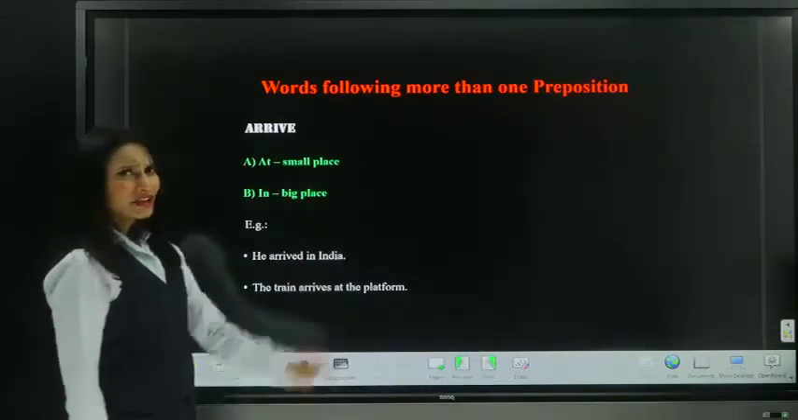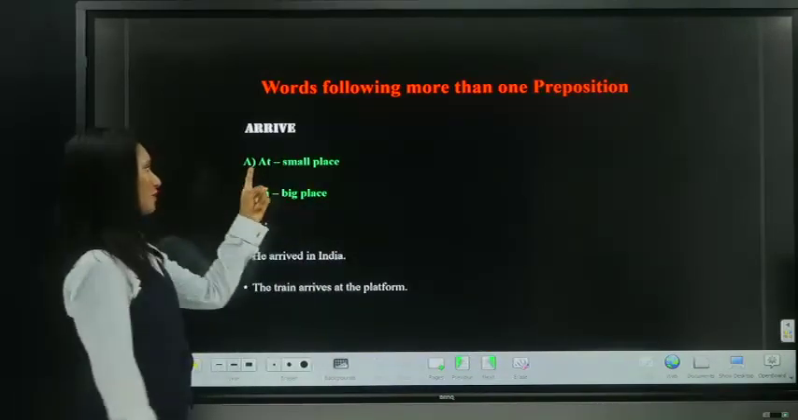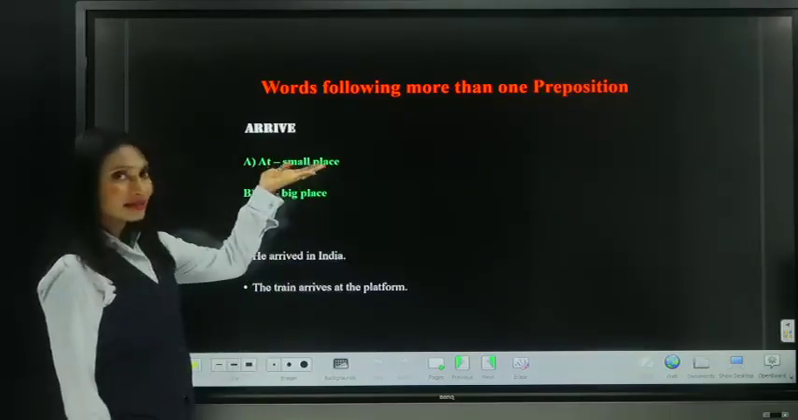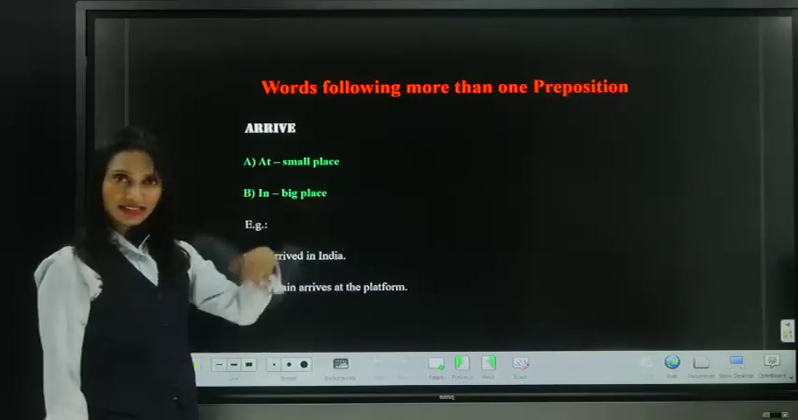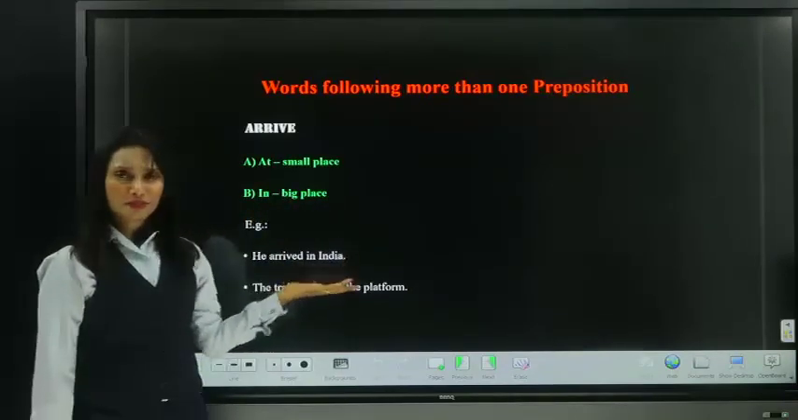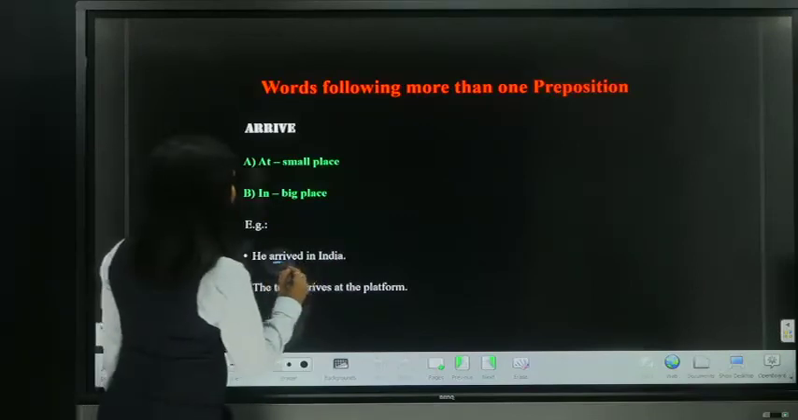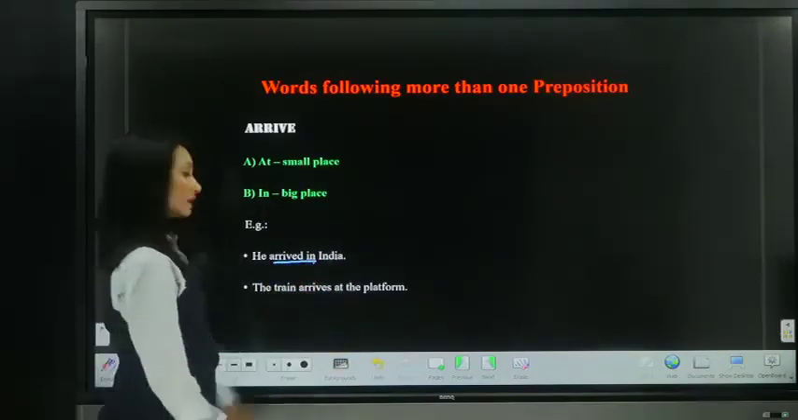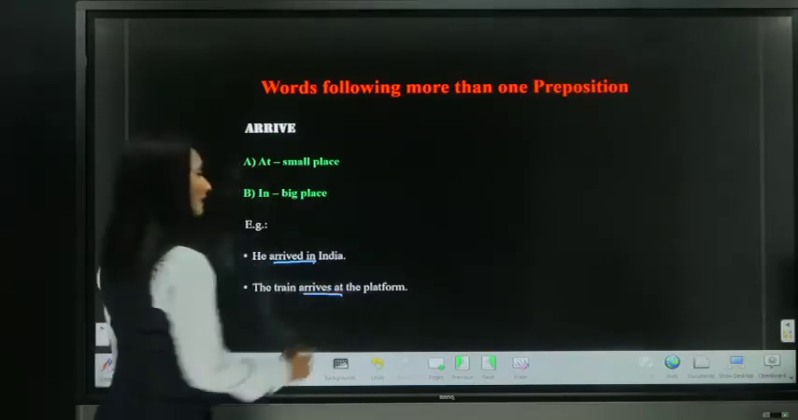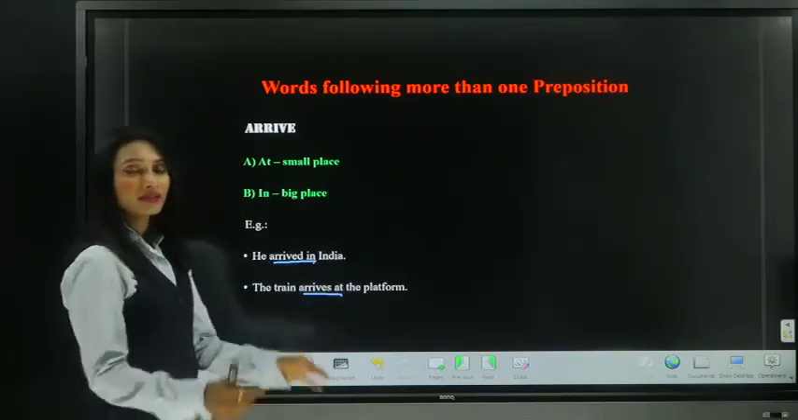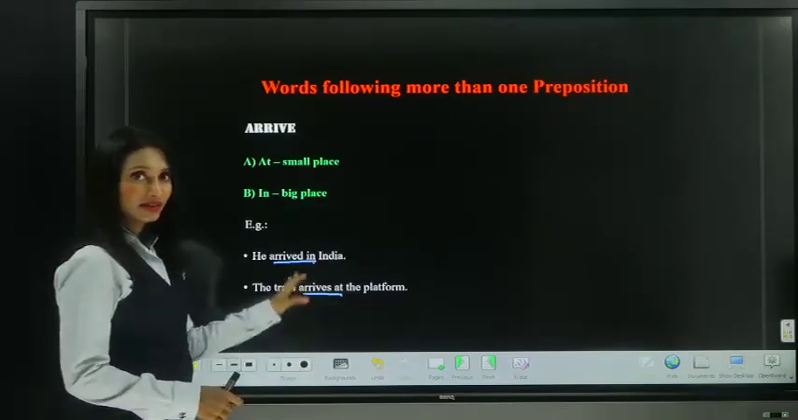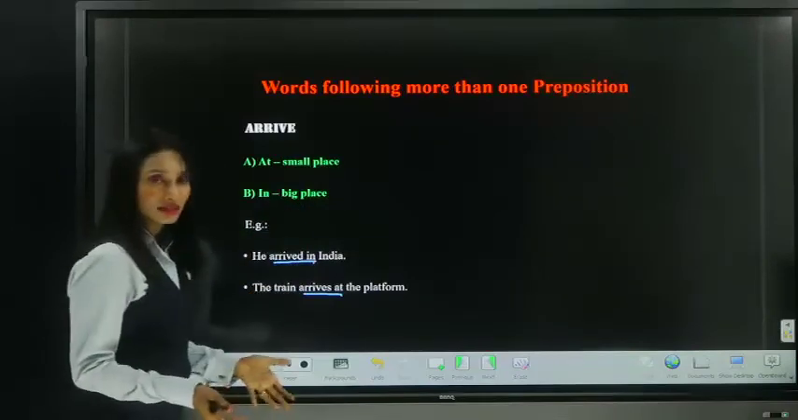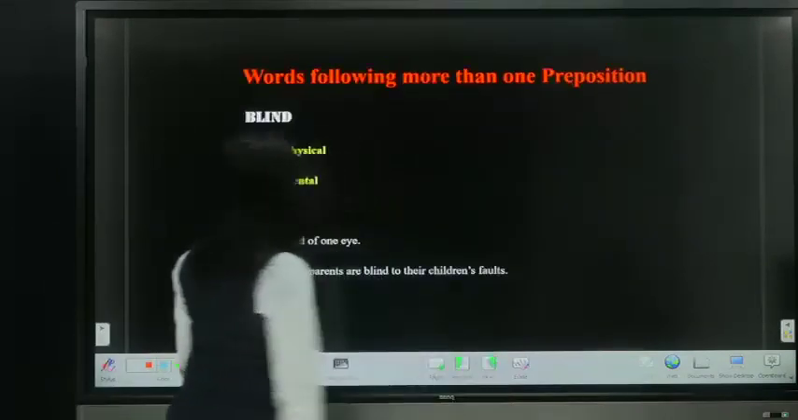Arrive. Arrive is followed by two prepositions, arrived in, arrived at. Arrived at is for small places, an exact place, as we have discussed with at and in, and arrive in is for big places. For example, he arrived in India, a country. The train arrives at the platform. Arrives at a small, exact place; in for big places, the countries and all. Moving on to the next one.